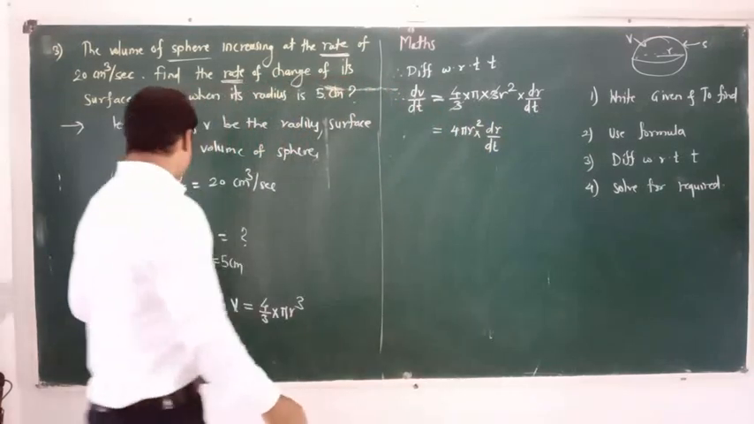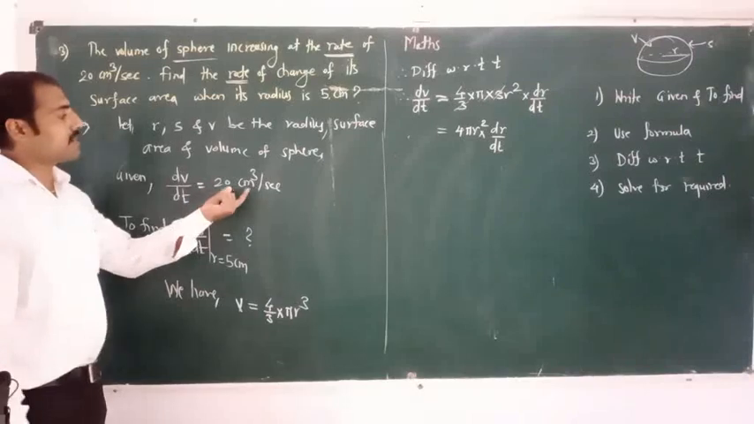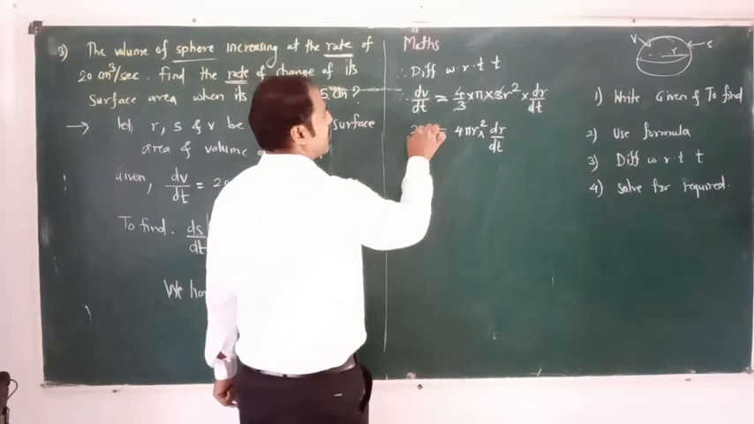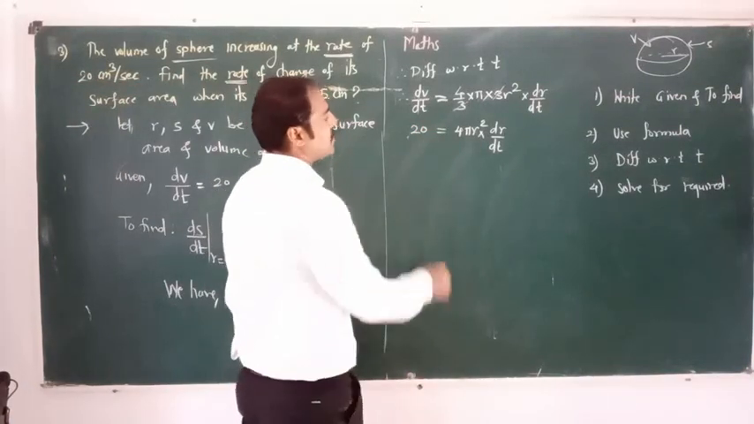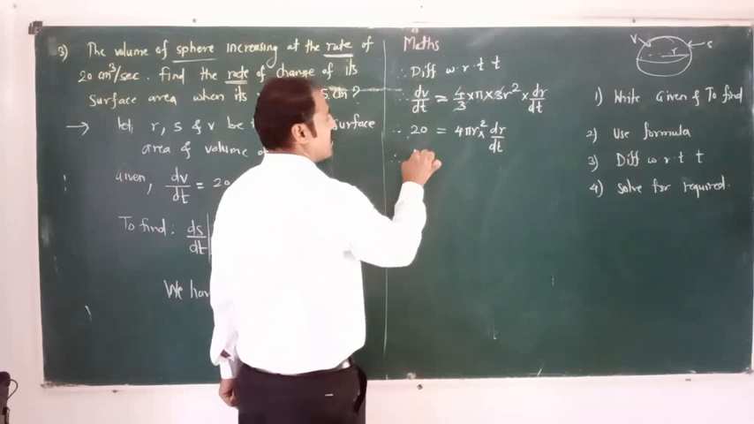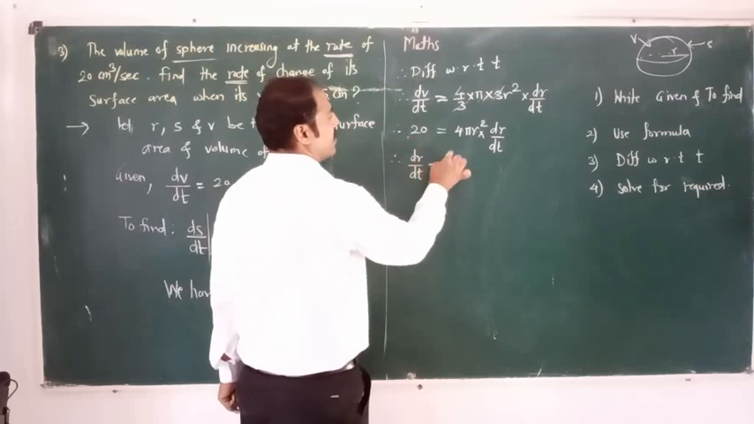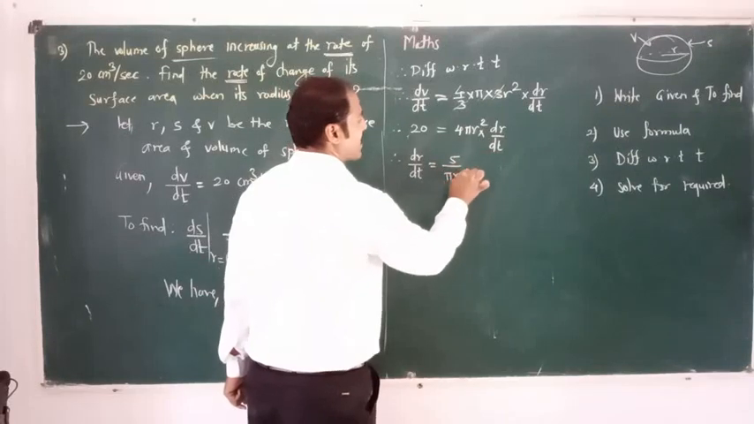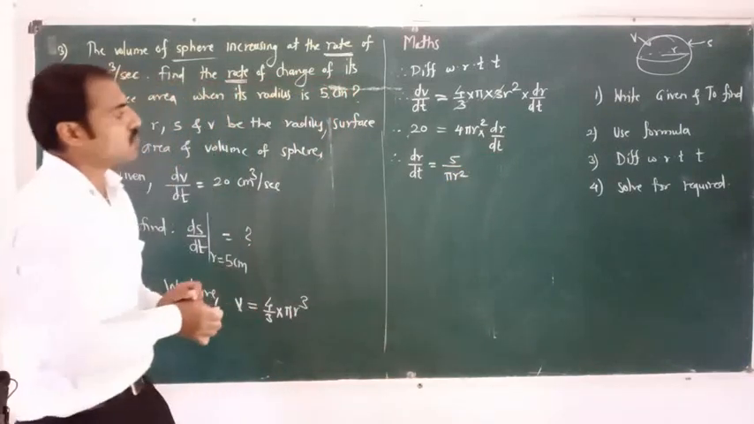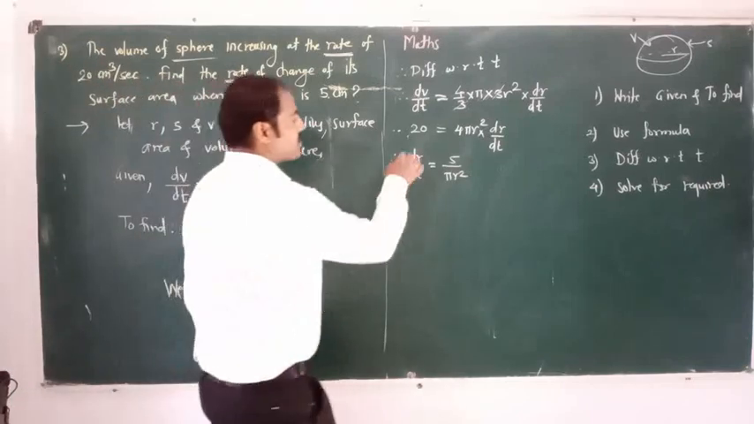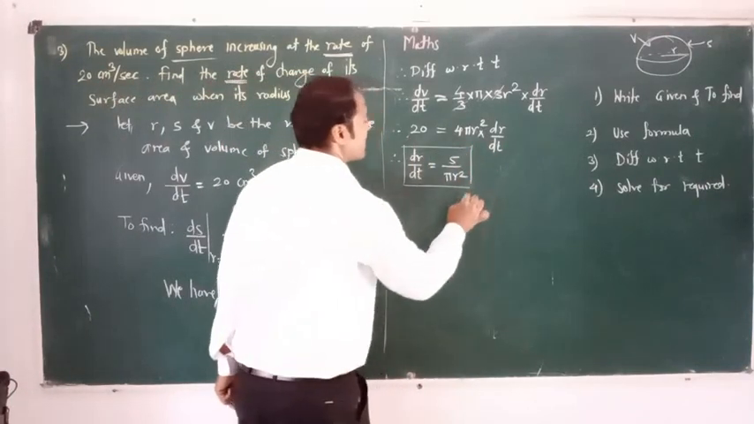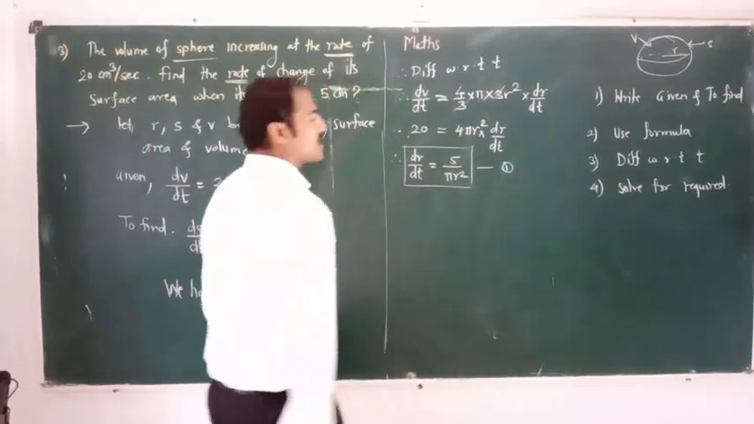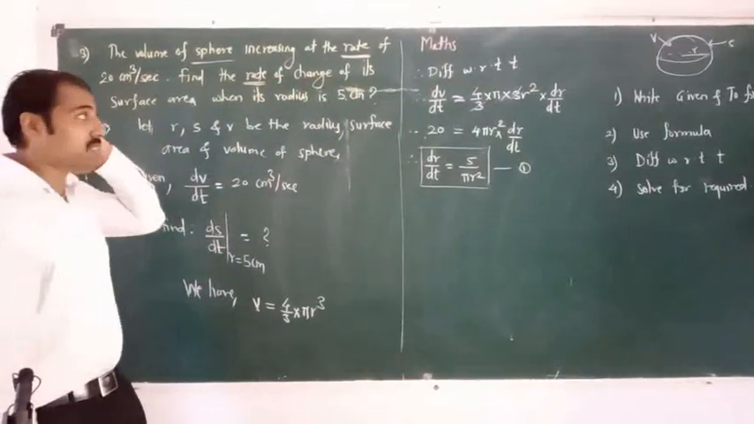Value of dV by dt. But dV by dt is 20 centimeter cube per second. So I can write here 20 is equal to 4 pi r square into dr by dt. Solving, we get dr by dt: 4 fives are 20, so 5 divided by pi r square is the value of dr by dt, that is the rate of change of radius with respect to time. I can consider that as equation number first.